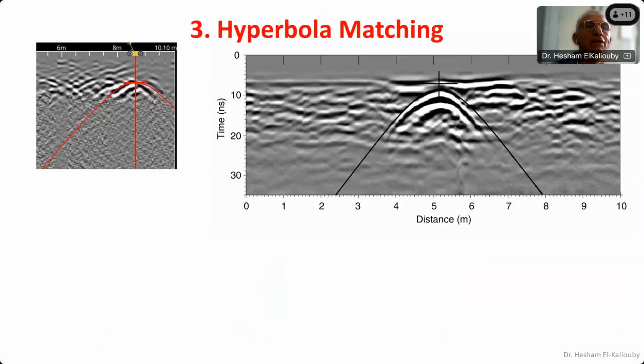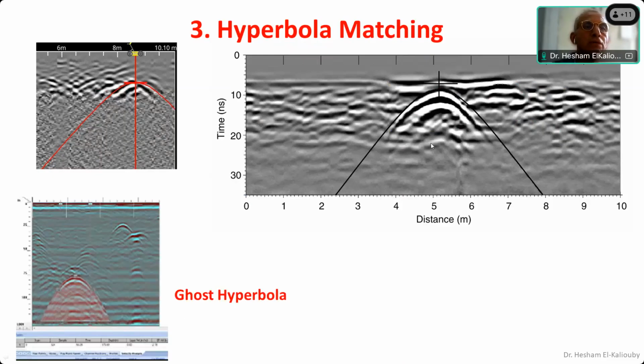Hyperbola matching: when you have a hyperbola in your radargram, you can make use of it. You can have this fictitious or artificial hyperbola, available in many software packages, and try to fit this hyperbola. We sometimes call it a ghost hyperbola or artificial hyperbola. When we fit it, the software can calculate the exact velocity from the top of this hyperbola. This is one way to determine the velocity from a hyperbolic shape in your diagram.